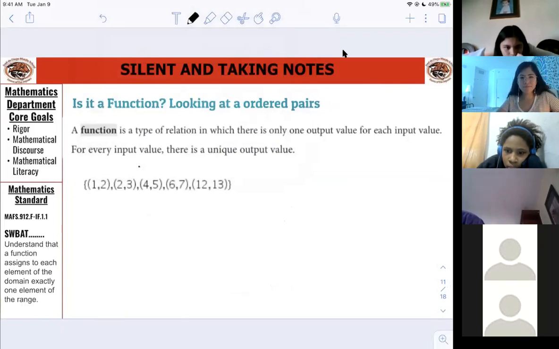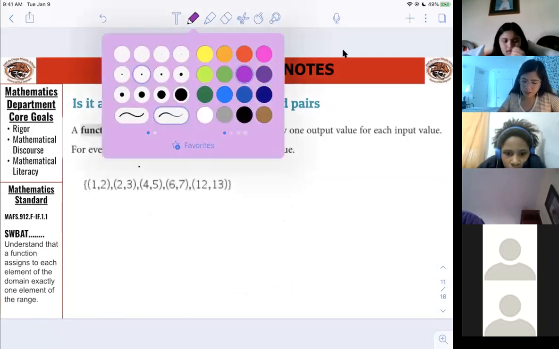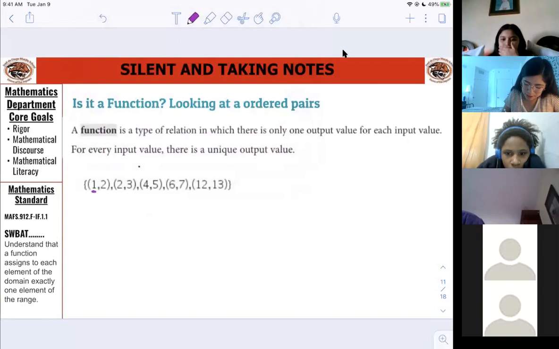That you don't have the same two inputs, I think. Yeah. So you're going to look at your inputs, all of the x values.